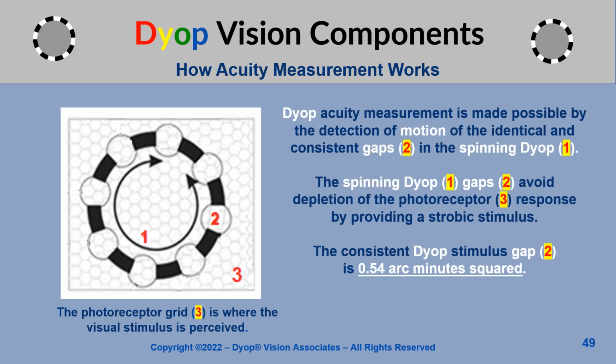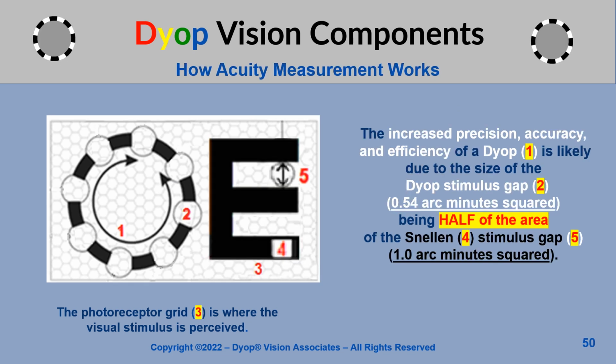Dyop acuity measurement is made possible by the detection of motion of the identical and consistent gaps in the spinning Dyop. The spinning Dyop gaps avoid depletion of the photoreceptor response by providing a strobic stimulus. The consistent Dyop stimulus gap is 0.54 arc minutes squared. The increased precision, accuracy, and efficiency of a Dyop is likely due to the size of the Dyop stimulus gap being half of the area of the Snellen stimulus gap.